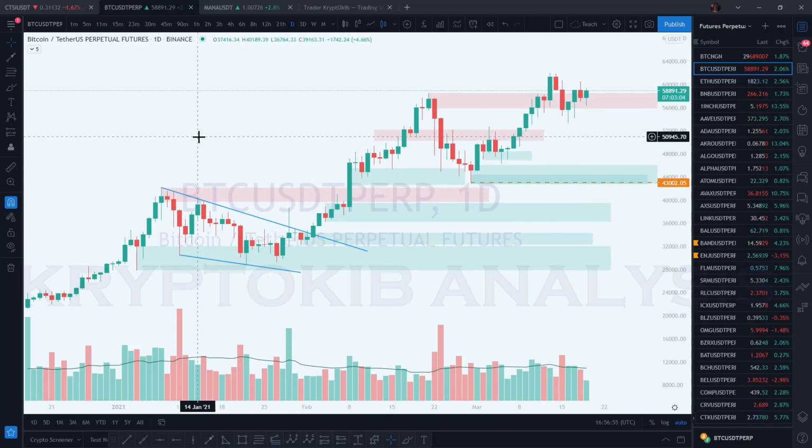But the most important thing to me is not the pattern itself, but the story that is happening. Like here we have bears in control, only to be overpowered by the bulls, which shows that the bulls are serious and ready to defend this region. They are trying to defend this level.